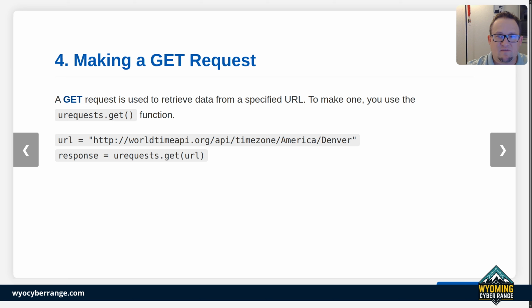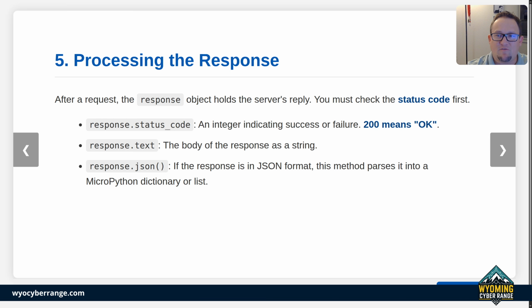A GET request is how we ask a server for information. With the urequests library, this is as simple as calling the get function and passing it the URL of the resource that you want to get. In this example, we're going to define a URL that points to a public time API and then do a urequests.get to fetch the data. After we make that request, the server is going to reply with a response object.